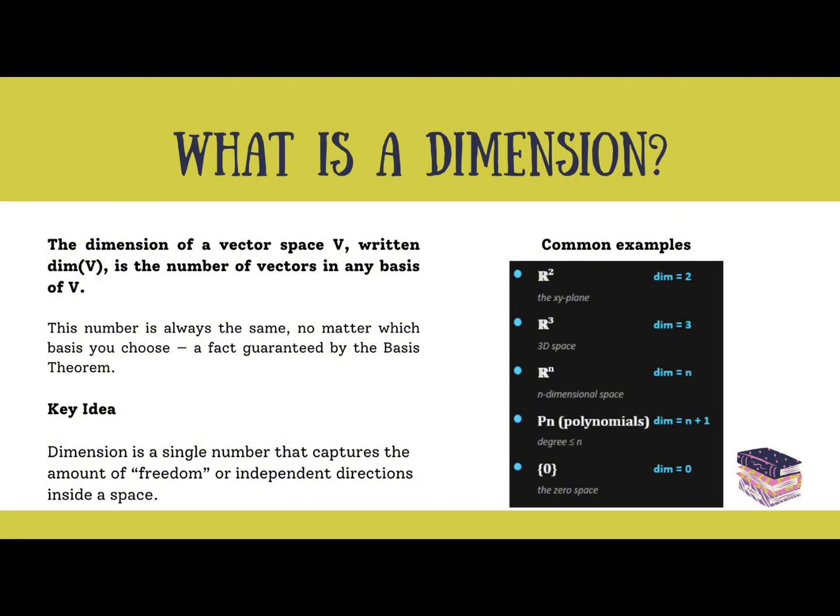Let's look at some common examples. In R^2, which is the xy-plane, the dimension is 2 because two independent vectors are enough to describe every point. In R^3, ordinary three-dimensional space, the dimension is 3. In R^n, the dimension is simply n. For the polynomial space P_n, where the degree is less than or equal to n, the dimension is n + 1. Finally, the zero space, which contains only the zero vector, has a dimension of 0. So, dimension tells us how many independent vectors are needed to completely describe a space.